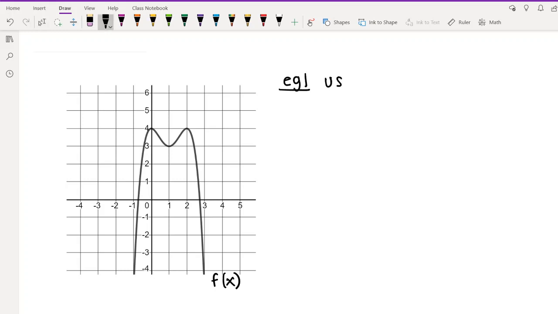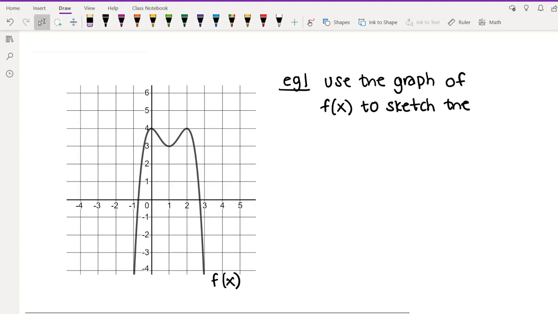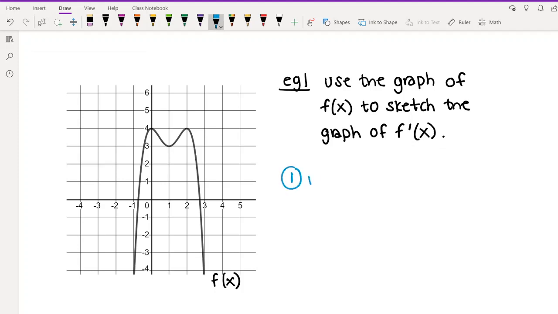So basically, we're going to use the graph of f of x to sketch the graph of f prime of x. So the easiest way to start on this is to start by looking at where the derivative is going to be equal to 0. So where on our original function do we have a horizontal tangent line? So first step is, where does f prime of x equal 0?